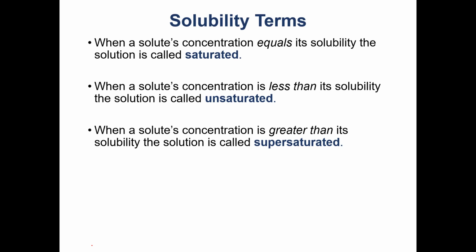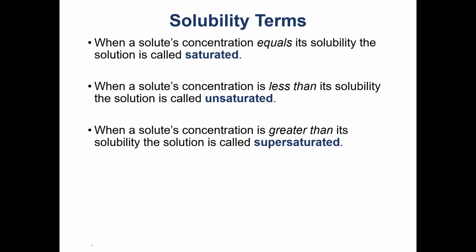When a solute's concentration is equal to its solubility, we call the solution saturated. In other words, the solution is holding as much of the solute as it can. If the concentration of the solution is less than what we can dissolve, meaning that we have less of the solute in the solvent than we could have, we call the solution unsaturated. So we could put more solute in, but we just don't. And sometimes we don't need a solution to be saturated.